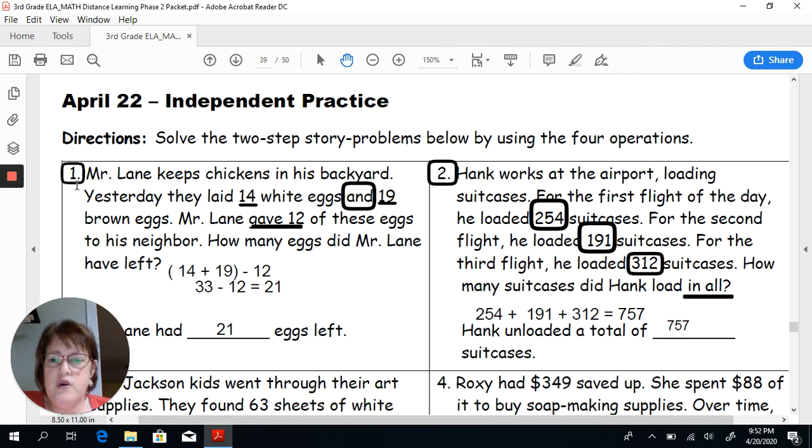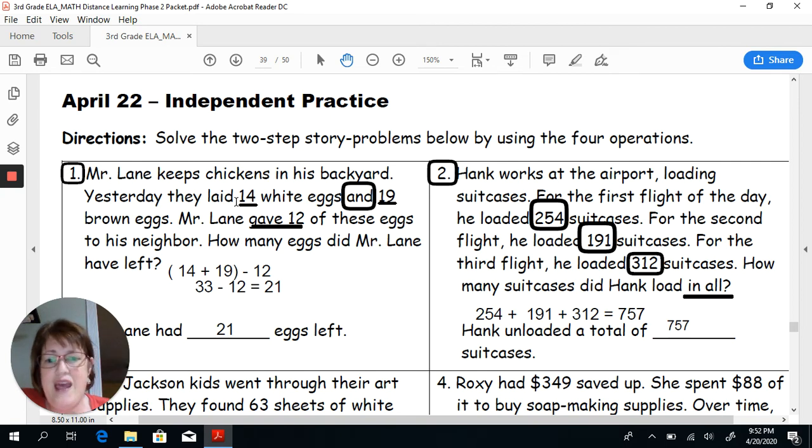So for number 1, it says, Mr. Lane keeps chickens in his backyard. Yesterday, they laid 14 white eggs and 19 brown eggs. Mr. Lane gave 12 of these eggs to his neighbor. How many eggs did Mr. Lane have left? Okay, so I know that his chickens laid 14 white eggs and 19 brown eggs.